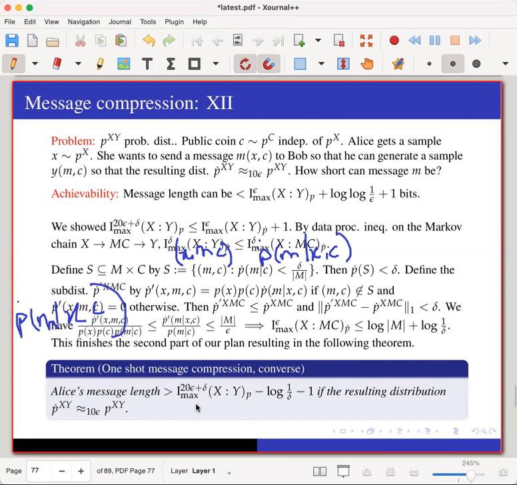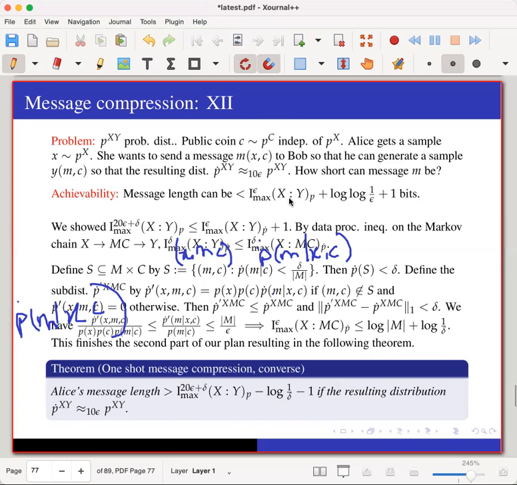larger than the smooth max mutual information, but now the smoothing parameter becomes 20 epsilon plus delta. It's evaluated with respect to the original distribution P, and then there's a fudge of minus log 1 by delta. Is there a minus 1 here? Probably there's no minus 1, it's just minus log 1 by delta. This holds if the resulting distribution P dot is required to be within 10 epsilon.